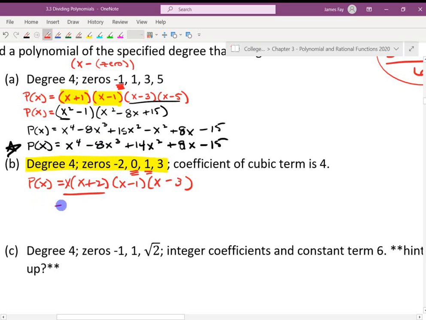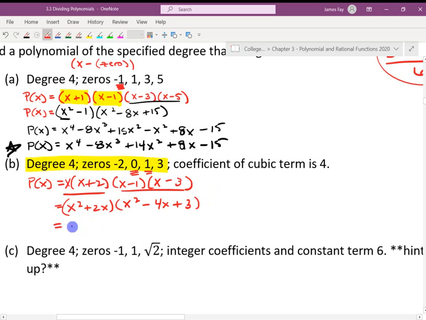I'm going to multiply those two out. So it gives me X squared plus 2X. And I'll multiply these two out. So it gives me X squared minus 4X plus 3. Is that okay with everyone? Then I'm going to just distribute.